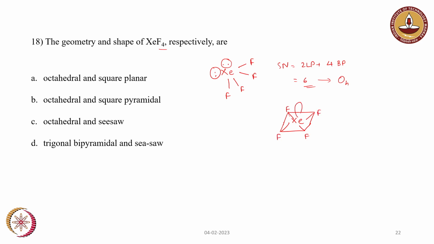And the lone pairs will be placed as far apart as possible, so the repulsion will be minimum. So the shape will be square planar. So option A is the answer.